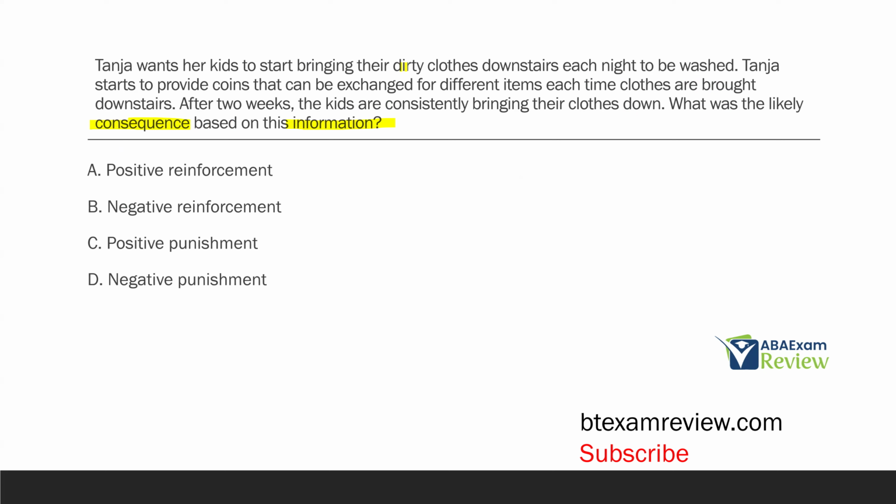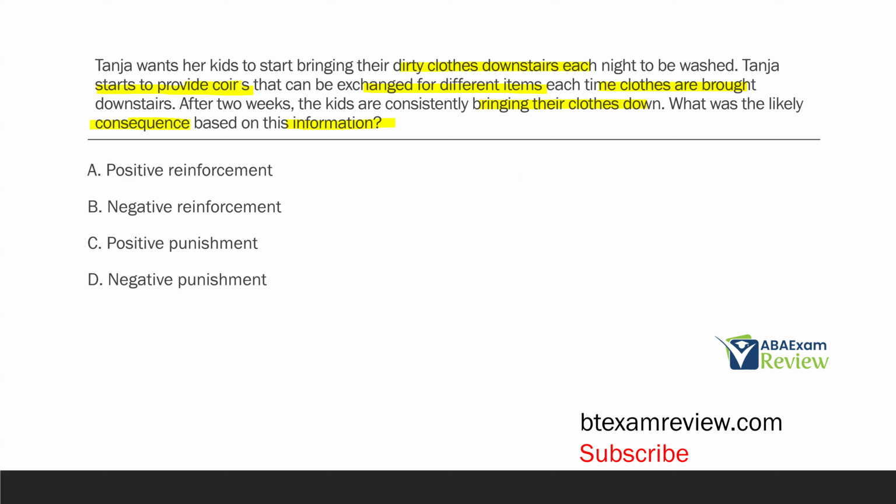She wants the kids to bring their dirty clothes downstairs. What does Tanya do? She starts to provide coins that can be exchanged for different items when clothes are brought downstairs. Looks like some sort of maybe token economy. After 2 weeks, the kids are now bringing their clothes down. Why is that important? Well, in order to identify the consequence, we've got to know how the behavior changed. In this case, the kids' behavior increased. They started to bring the clothes downstairs. And why? Well, when they did, they would get the coins or the tokens, and they'd exchange the items.